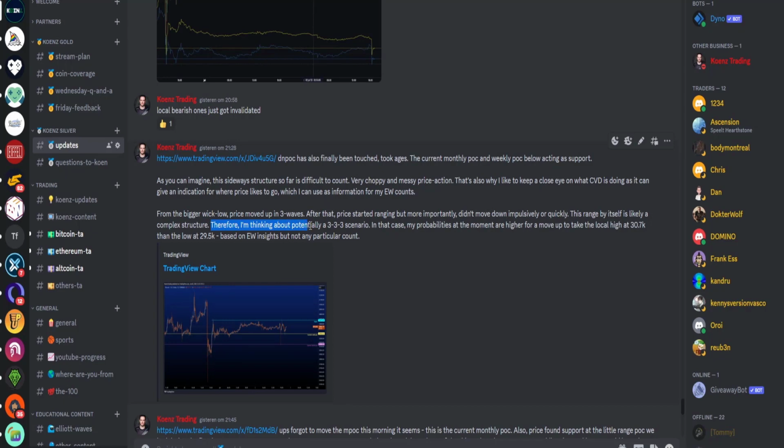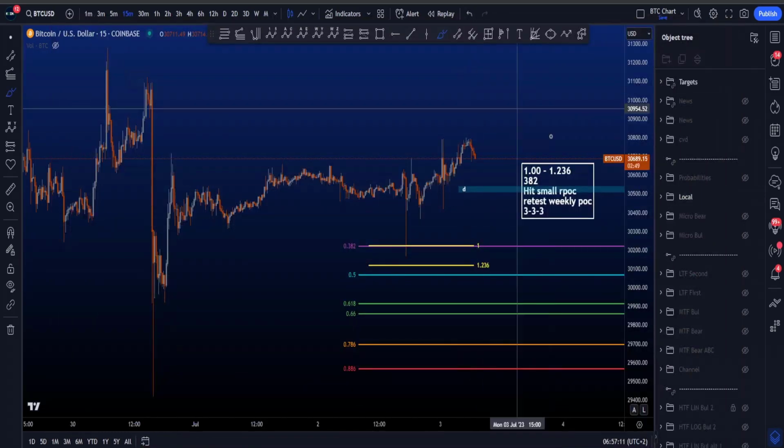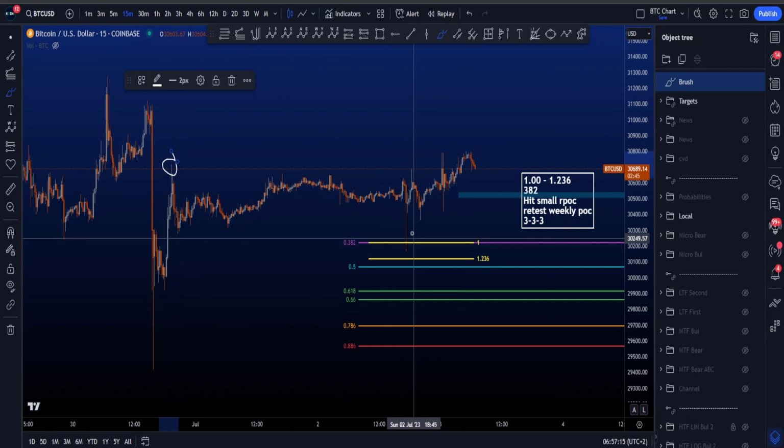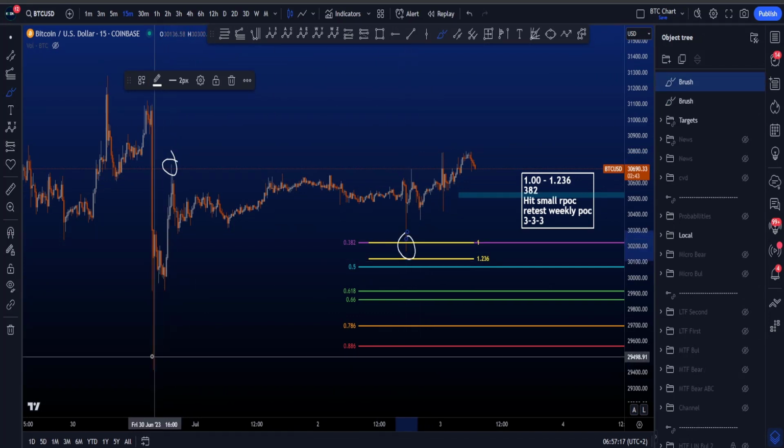Therefore, I'm thinking about a potential 3-3-3 scenario, WXY. And in that case, my probabilities at the moment are higher for a move up to take the local high at 30.7k than the low at 29.5k, based on Elliott Wave insights and not any particular count. So basically, a higher probability of taking this high after this wick than looking for this low.